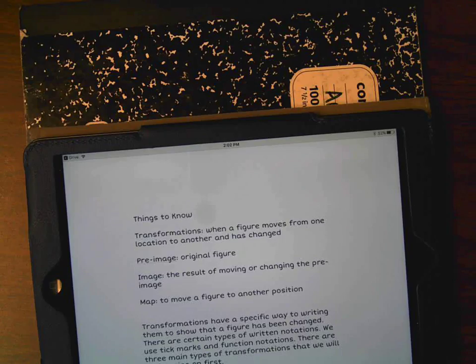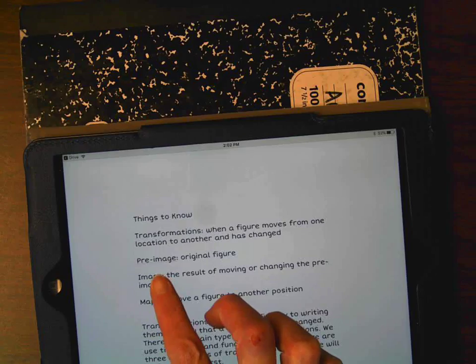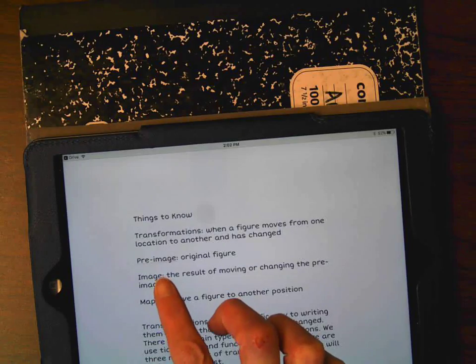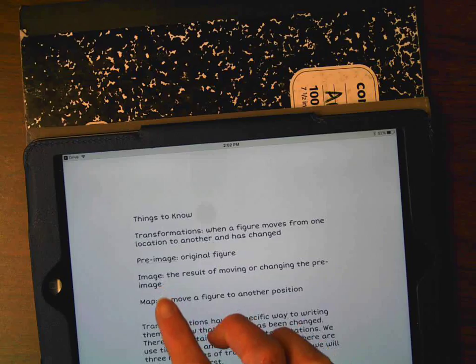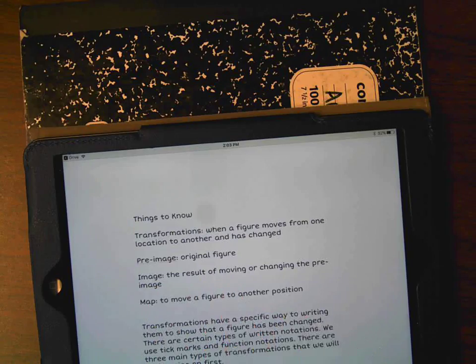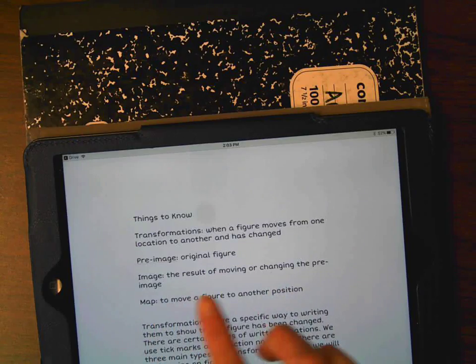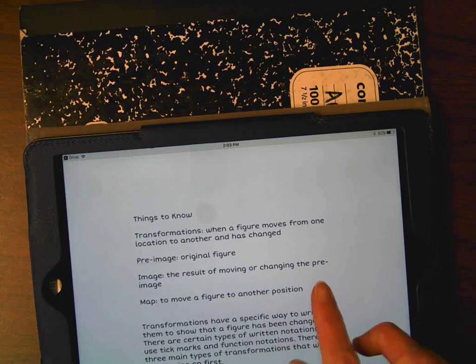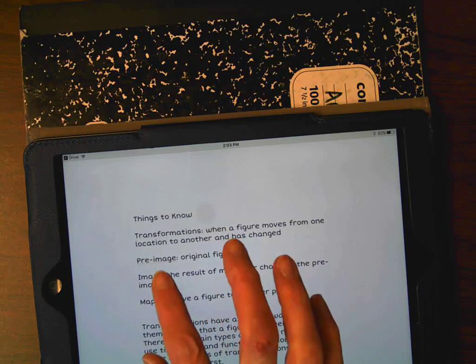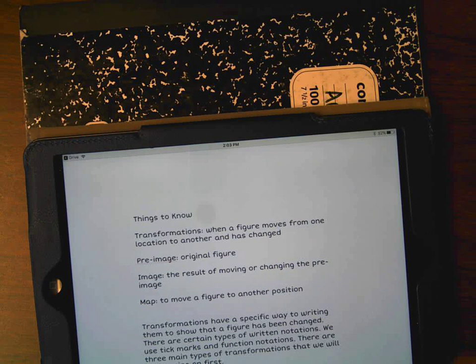Okay? And the way we need to keep track of this is we have them called the preimage. And this is a vocabulary word that you need to start to remember and try not to get it mixed up, because these terms are what we're going to use throughout this whole entire module. So preimage is what we call the original figure. So that means that original picture in the way that it was is called the preimage. Image is what we call it when it results due to a move or a change to the original figure. So it's called a preimage before the change, and it's called an image after the change.